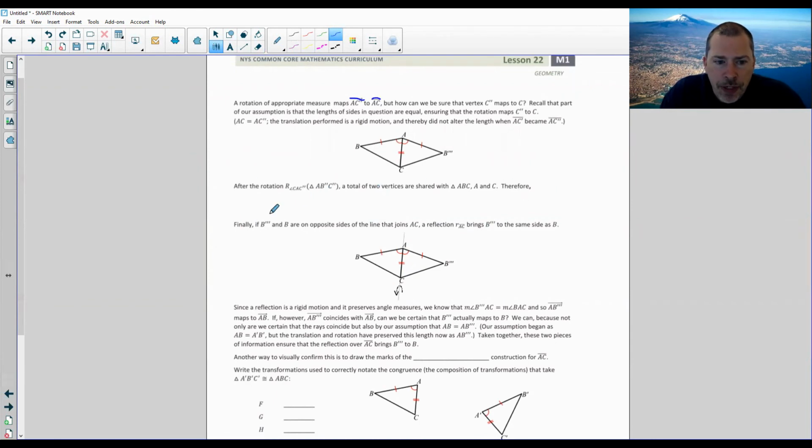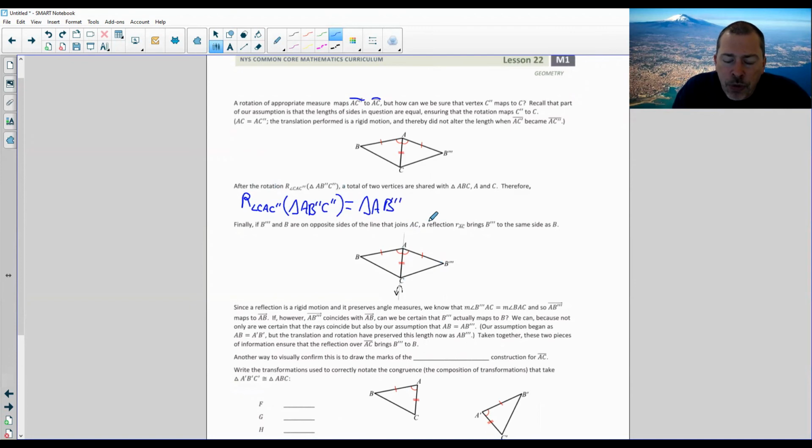And we didn't answer this, by the way. It says after the rotation, a total of 2 vertices are shared with triangle ABC, A and C. Therefore, what? I didn't answer that because now it says finally if. So now we can say the rotation of this angle CAC double prime of triangle AB double prime C double prime is going to equal triangle A, now we're looking down here, B triple prime.